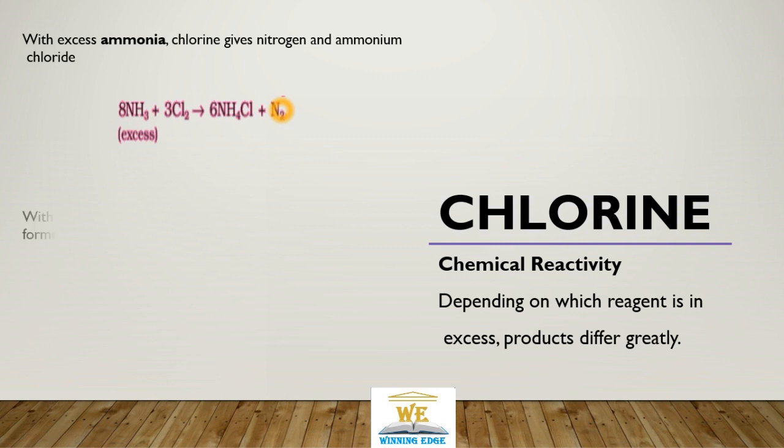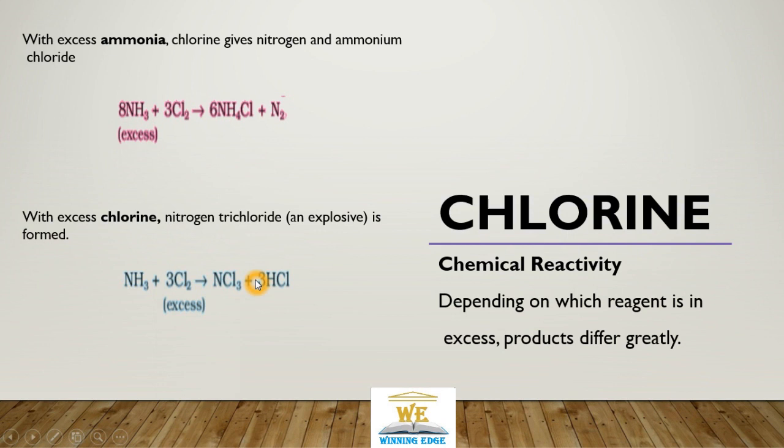So here we have ammonia in excess, but let's say the condition is reversed. Chlorine is in excess, then what happens? We get NCl3, nitrogen trichloride, which is explosive in nature. So depending upon which reagent is in excess, we get a different product. Ammonia in excess gives ammonium chloride; chlorine in excess gives NCl3.